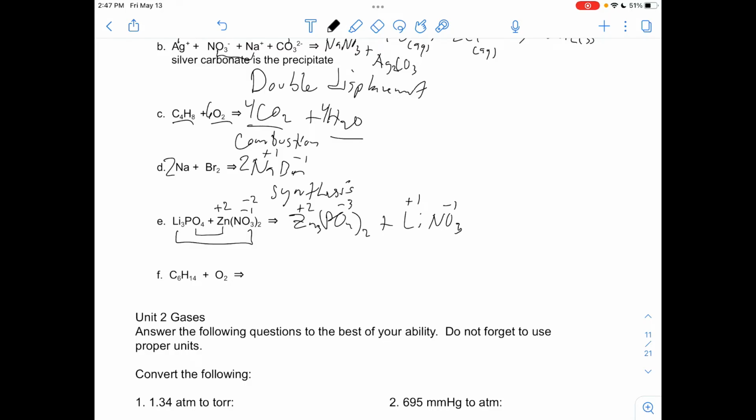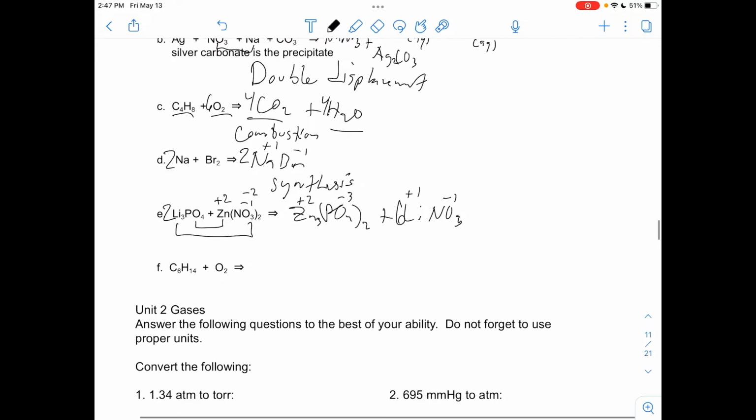So we get Zn3PO4, and then to balance this guy, there's gonna be a 2 here, 2 PO4s, and 6 lithiums. This is double displacement.